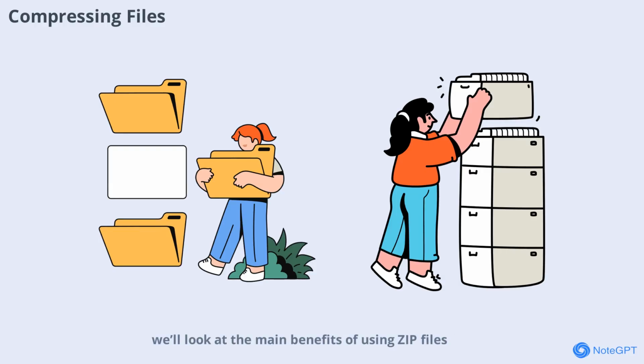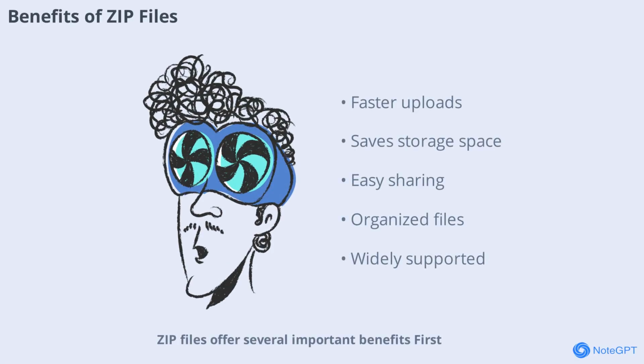Next, we'll look at the main benefits of using zip files. Zip files offer several important benefits. First, they help you upload files much faster because the total size is smaller. Second, zip files save valuable storage space on your computer or cloud drive. Third, sharing becomes super easy. You just send one zip file instead of many separate files. These advantages make zip files a favorite tool for students, professionals, and anyone who works with digital documents. In the next scene, we'll explore some practical examples of where zip files are used in everyday life.